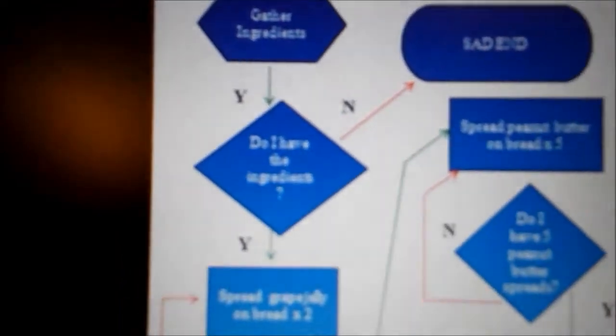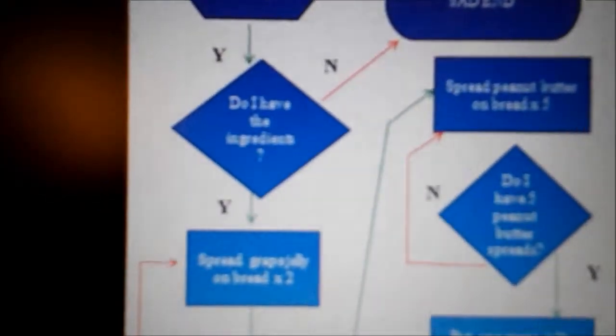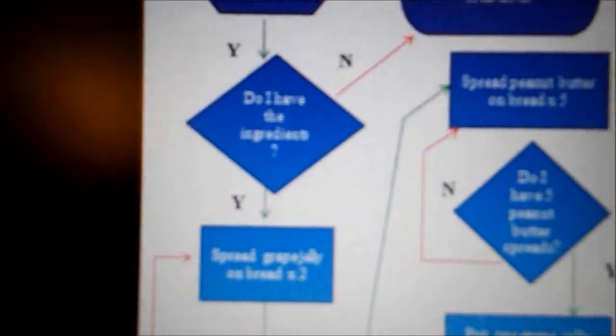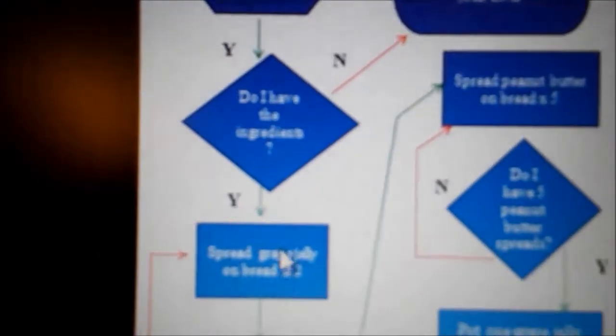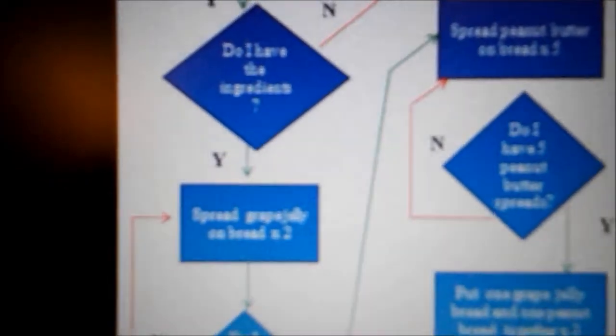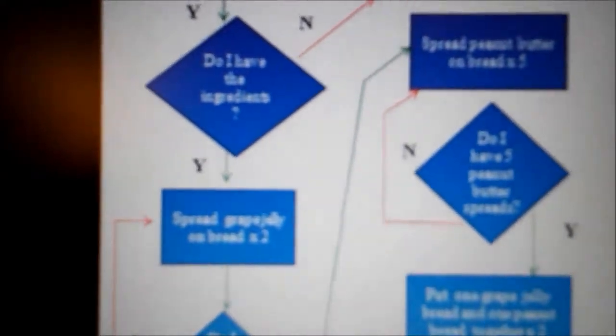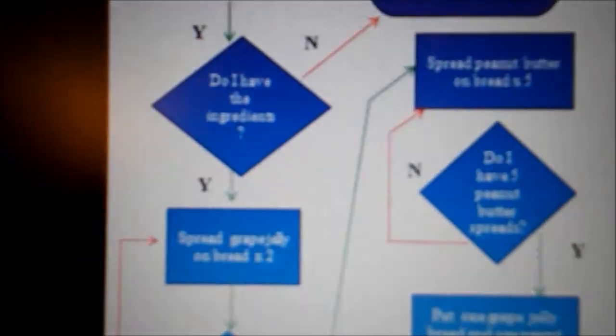So if the answer is yes to being able to have all the ingredients, then we're going to go straight down to the following step, which is we're going to make the jelly spreads first. Okay, if not, let me take you back real quick. We're going to go over to no, and we're going to have that sad ending because we don't have the ingredients, so we can't make anything. But let's pretend that we do.